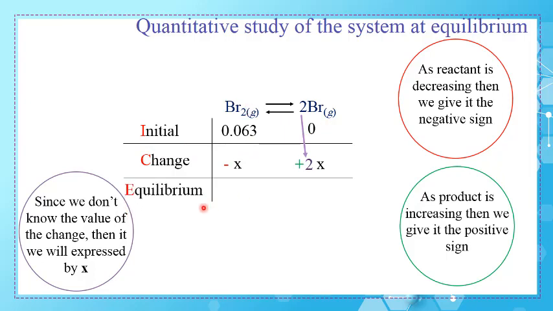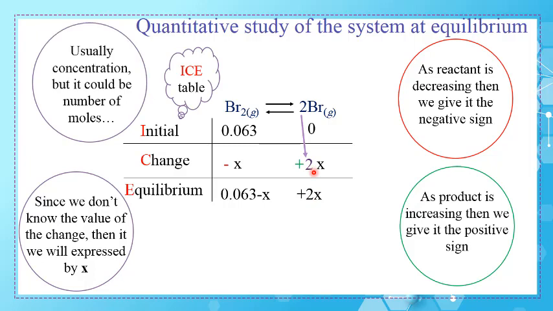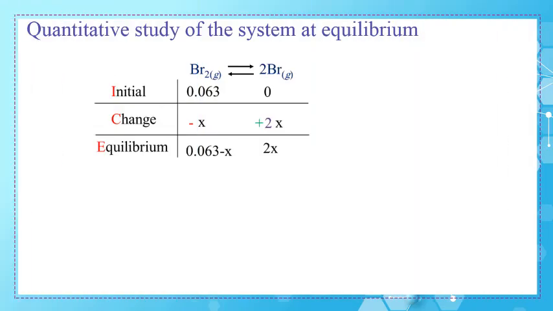So at equilibrium, what would be the quantity of Br2? It is the initial minus the change, and that of Br, it is the initial, that is 0 in this case, plus that change. So this is an ICE table, and here there is a remark that usually we use it for concentrations, but sometimes we can use it for number of moles or for anything else.